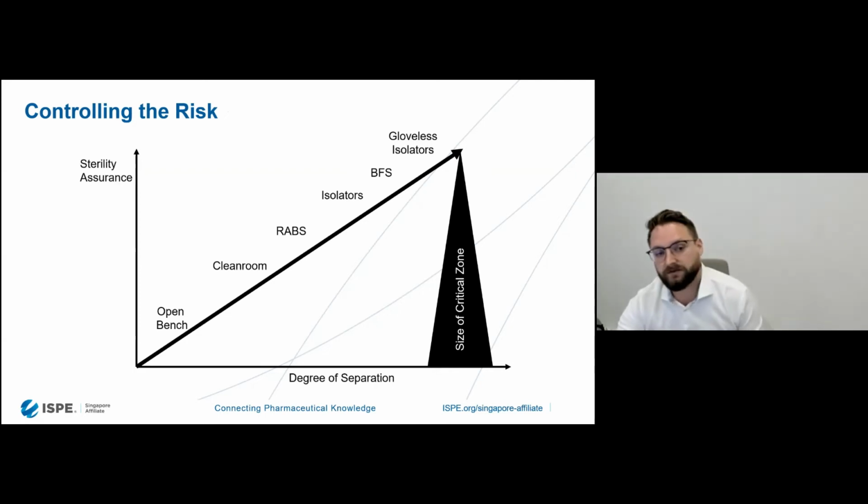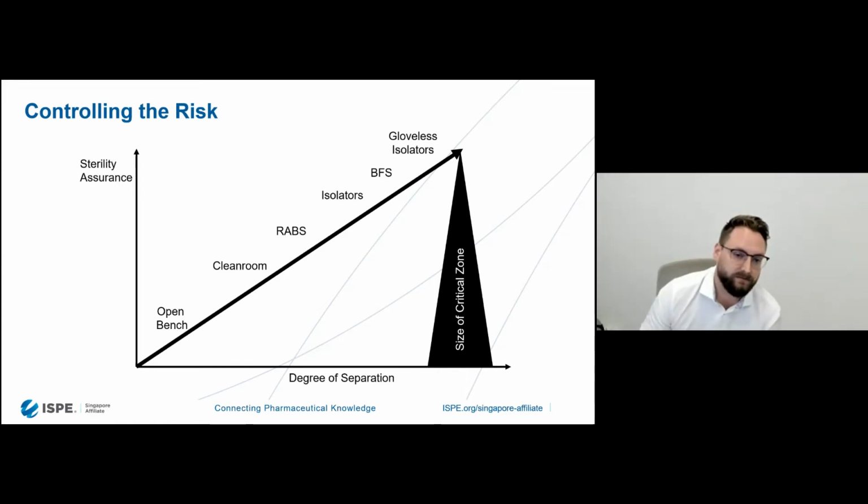Also, the size of the critical zone has been decreasing. So you don't need an entire room of grade A HEPA coverage. We can use a very small isolator, set it in a grade C or grade D background. Much easier for operations, much easier for maintenance, much easier for quality. It creates a lot of benefits the smaller we make the critical zone for these machines.